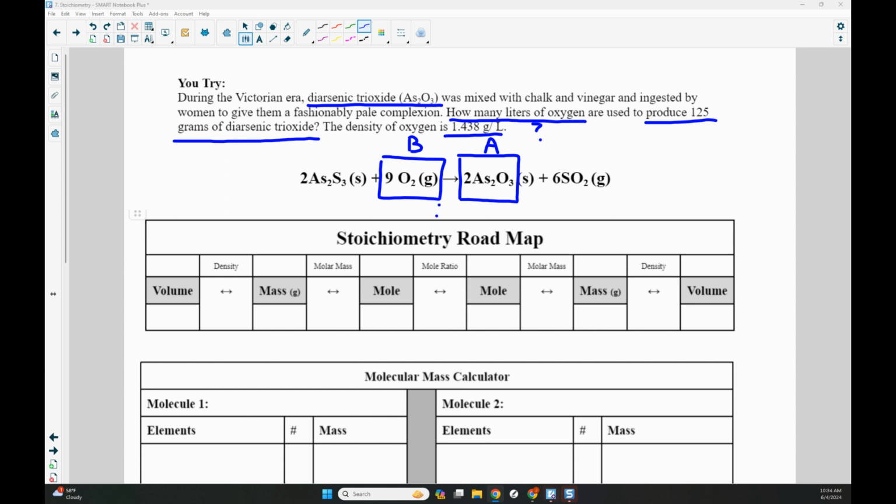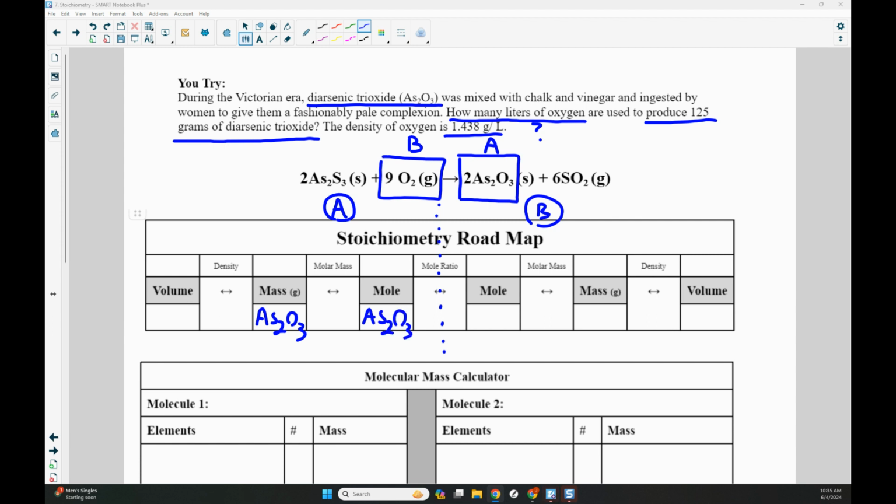Okay? Remember in our stoichiometry roadmap that this midline separates chemical A, which is always going to be on the left, from chemical B. So the thing that we've been given goes on the left side of the stoichiometry roadmap. And if we read the question carefully, you see that we've been given 125 grams of diarsenic trioxide. So that is going to go here, As2O3. And we're going to first convert that into moles of diarsenic trioxide.